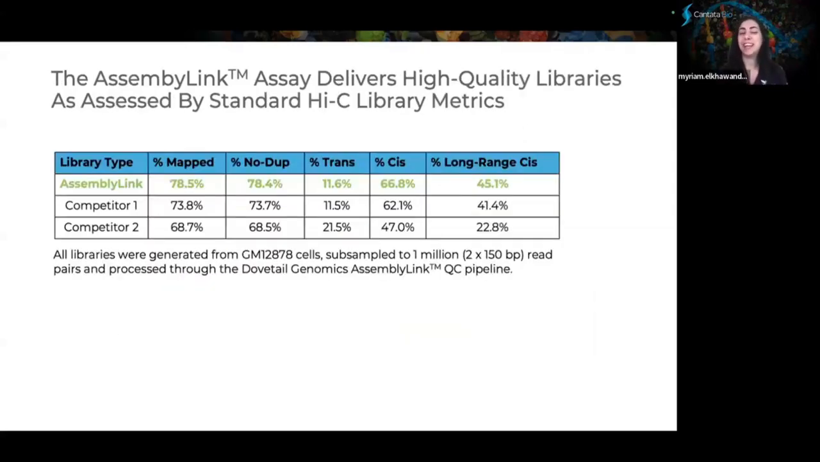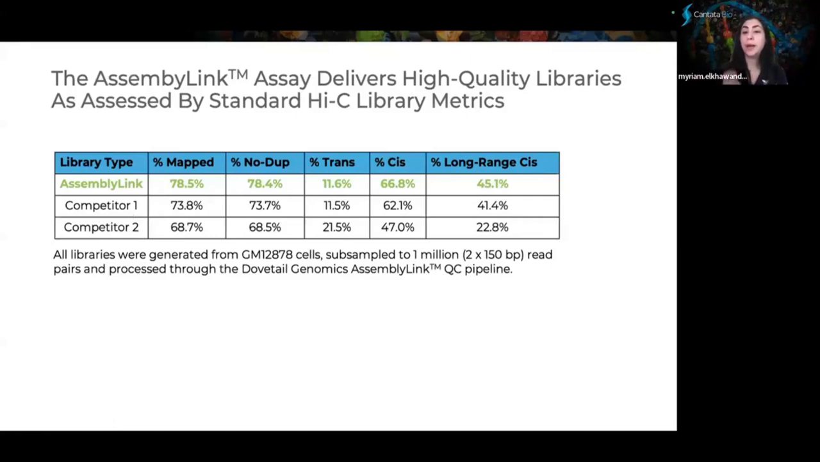One thing to stress is that AssemblyLink offers all of these benefits without compromising on the quality. So the AssemblyLink assay delivers high-quality Hi-C libraries as assessed by standard Hi-C library metrics. What we're looking at here is a library prepared from GM12878 cells using the AssemblyLink assay and using comparator assays that are restriction enzyme based.